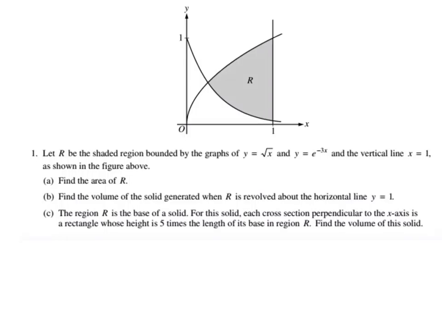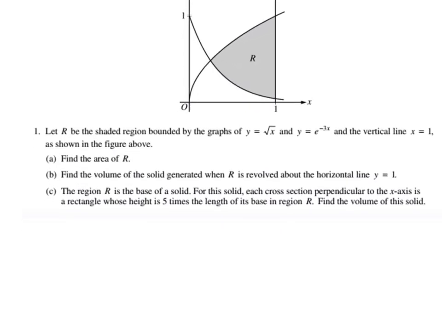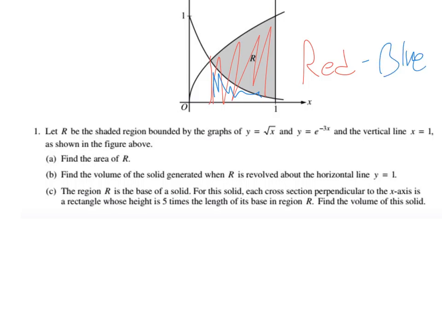For part A of this question, you need to find the area of the shaded region. If we could just find the area of this red shaded area, and then find this blue area down here, we could take the red area and subtract the blue area from it, and we would be left with what we wanted.